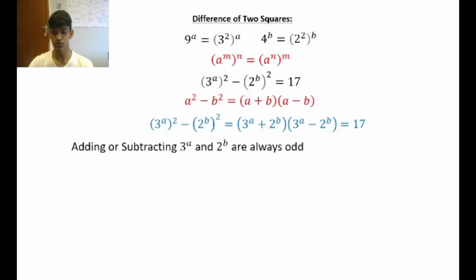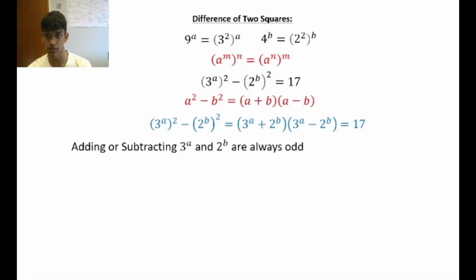So now we have to do a bit of analysis. If we add or subtract 3 to the power of a and 2 to the power of b, the values will always be odd because every power of 3 is odd and every power of 2 will be even. And when we do odd take away even, it will always give us an odd number.